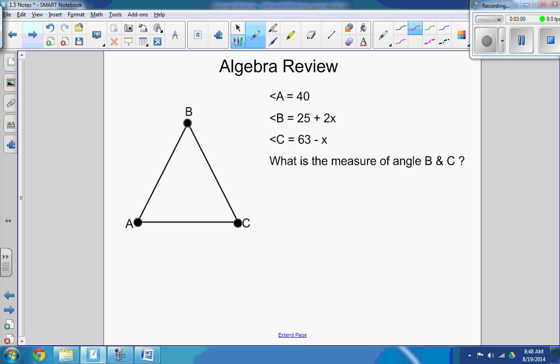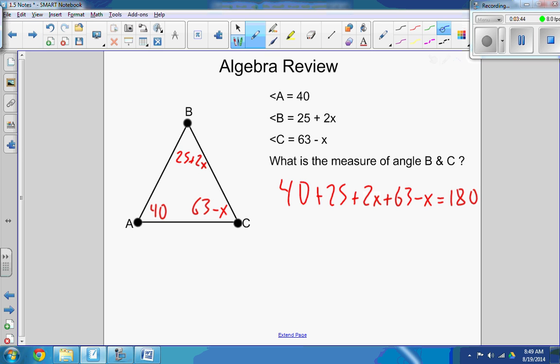So let's look at a little bit of algebra review for this section. Really looking at also tying it into the concepts of triangles. So here we've got angle A is 40 degrees, angle B is 25 plus 2x, and angle C is 63 minus x. What's the measure of angles B and C? So we know that all 3 angles add up to 180. So I'm just going to do 40 plus 25 plus 2x plus 63 minus x equals 180.